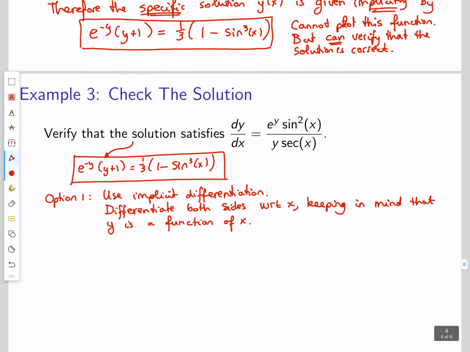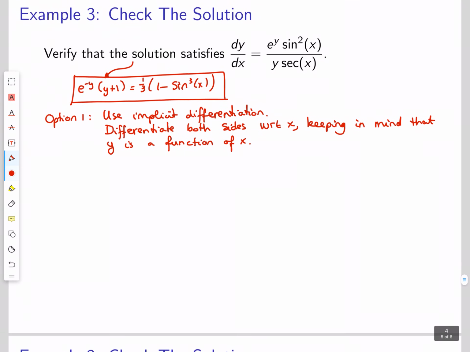Okay, so let's do that. This is the particular solution that we found on the previous page. And we actually have two options to verify that this solution indeed does satisfy the original differential equation. The first option is to use implicit differentiation. From the first calculus course, we differentiate both sides with respect to x, keeping in mind that y is a function of x.